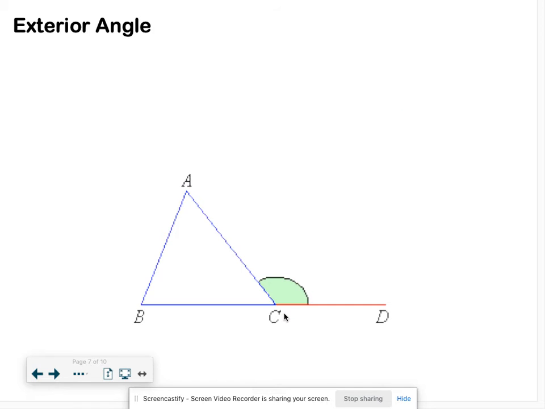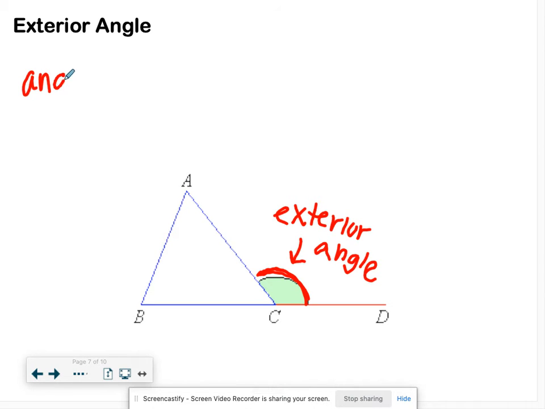Okay, and then we have this thing called an exterior angle. Do you guys see how we have this blue triangle and then we extended this bottom side? Well, that's when it forms an exterior angle. That's this guy right here. So if we can say, angle formed by extending one side of a triangle.